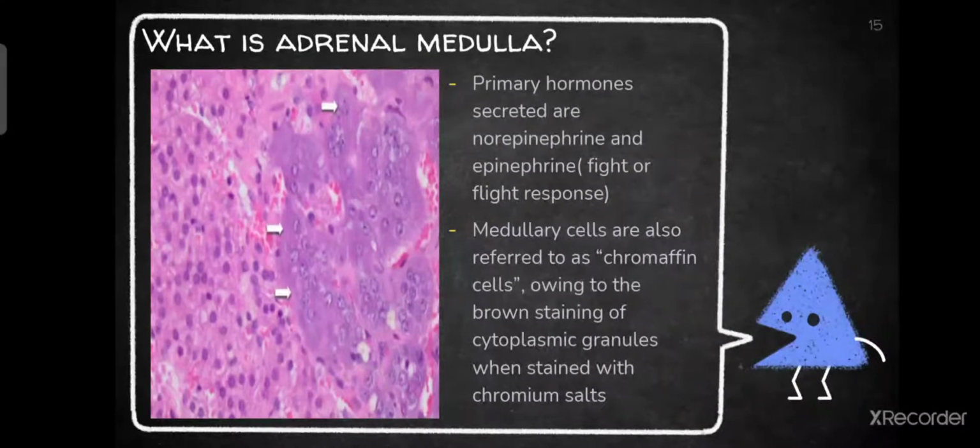Medullary cells are also referred to as chromaffin cells, owing to the brown staining of cytoplasmic granules when stained with chromium salts. This illustration represents the adrenal gland of a horse. The adrenal medullary cells or the chromaffin cells are histologically distinguished by their granular basophilic cytoplasm, indicated by the white arrows. Cells of the zona reticularis can be seen on the left abutting the medulla.